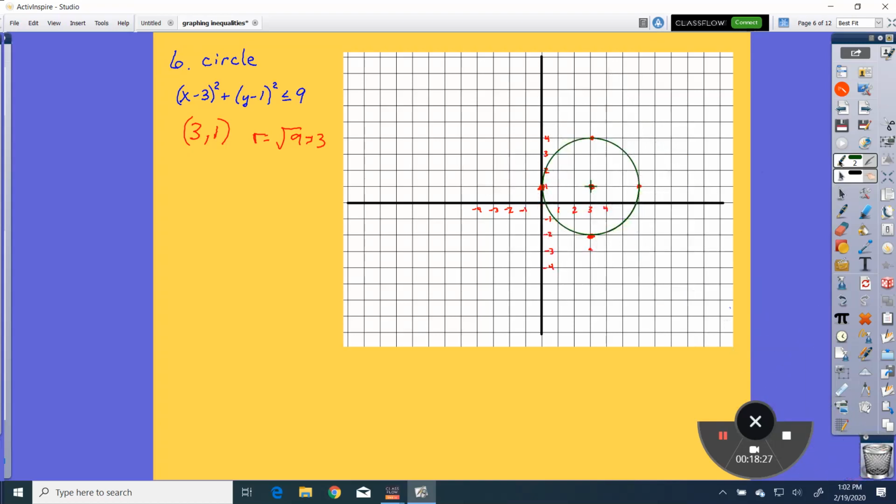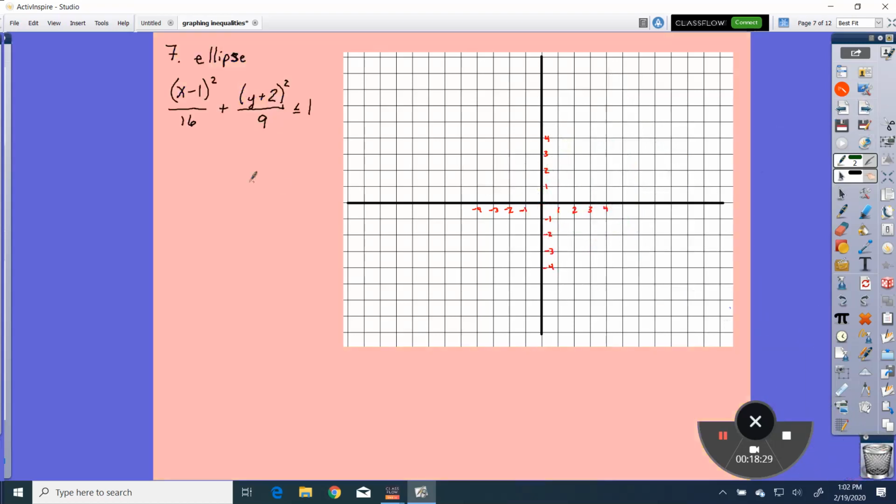So there's your next circle. Now this is an ellipse. It says it's an ellipse. Okay, they're a little bit different than circles. The center is the same. So the center is at 1, negative 2. Opposite of the x, opposite of the y. So right 1, down 2. There's my center. Now the difference on this is that we don't have a radius over here.